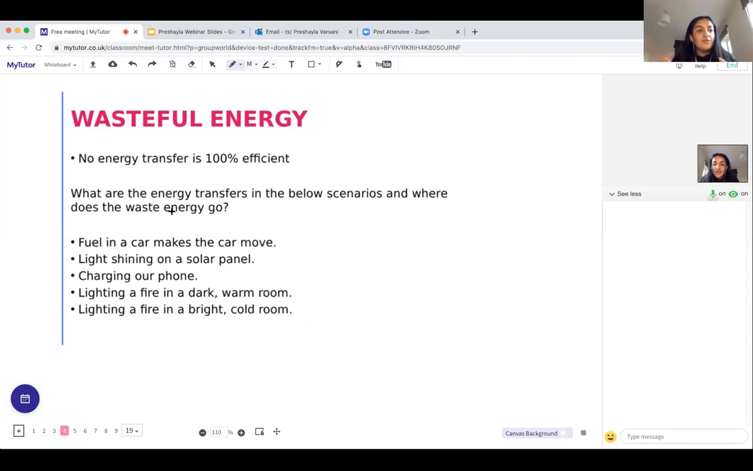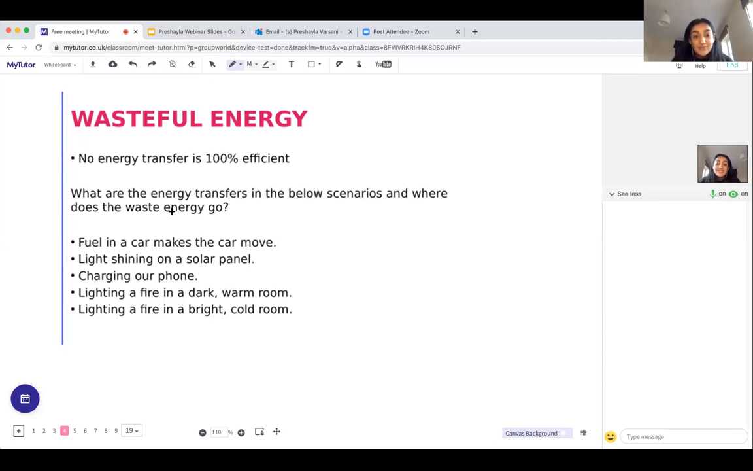Okay, so for example, the sound, your microwave might make a sound when you're heating food up. That's not useful to us, right? The sound that we hear when it's heating is not useful. The ping at the end is useful, but the sound is not useful. And that's energy being wasted. Okay, so no energy transfer is going to be 100% efficient.